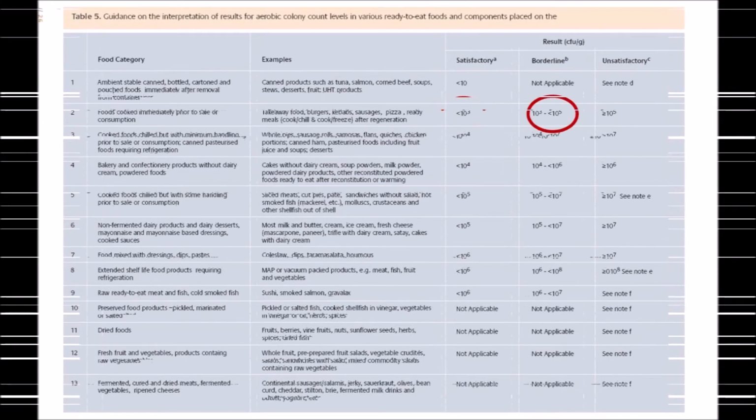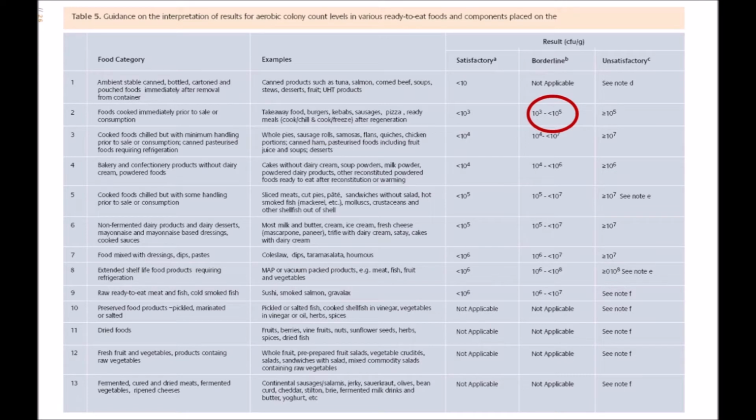If the results fall between 10 to the power 3 and less than 10 to the power 5 colony forming unit per gram, the food is said to be within the borderline. This means neither satisfactory nor unsatisfactory. We therefore need to investigate the source of the food, including supplier, producer, or retailer, and the stage of shelf life, before determining action. If other samples from the same source are also of borderline quality, further investigation may be appropriate. If the result is above 10 to the power 5 colony forming unit per gram, the food is unsatisfactory. We need to carry out investigation for reasons for high count.